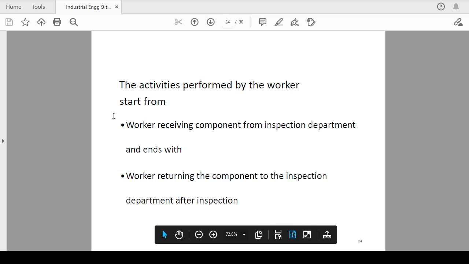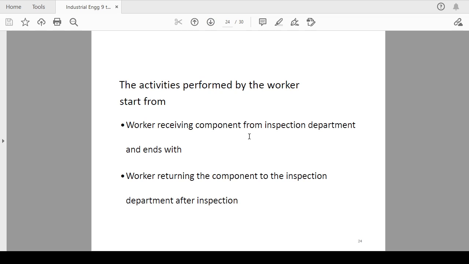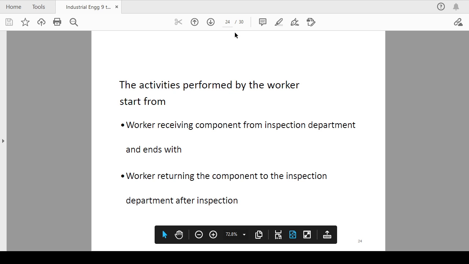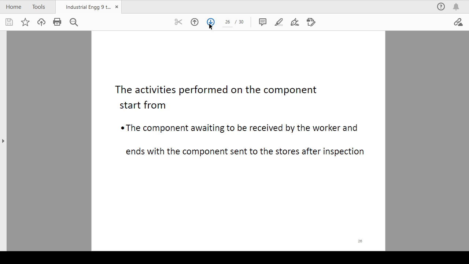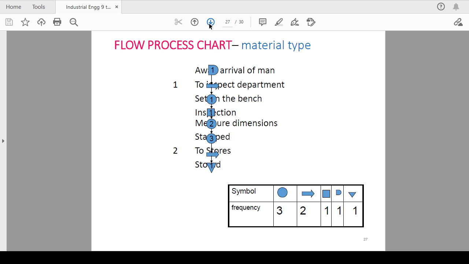The activities performed by the worker start from the worker receiving the component from the inspection department and end with the worker returning the component to the inspection department after the inspection. Now let's draw the flow process chart of the material type. Let's discuss the various activities performed by the component, or how the movement will be performed. The component awaits receipt by the worker and ends with the component being sent to the store after inspection.